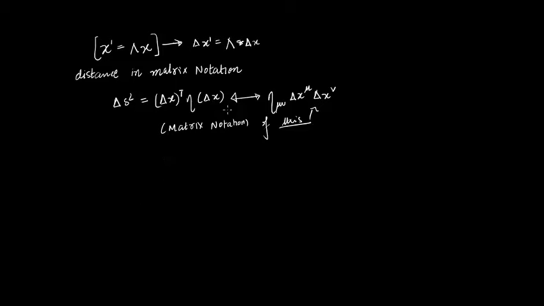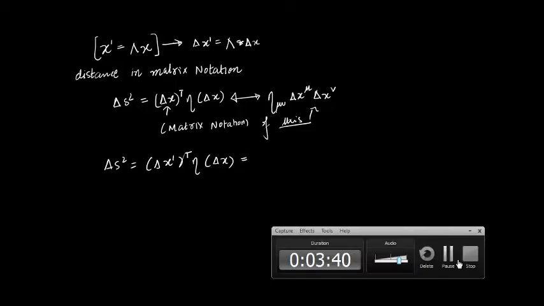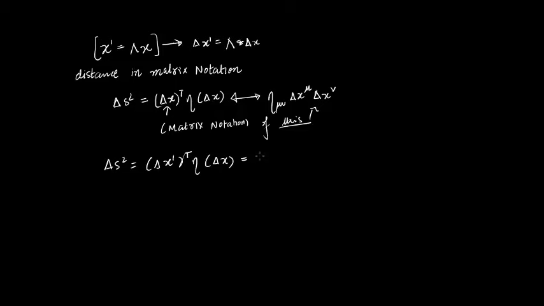Now if we switch from these coordinates to the primed coordinates, then the problem that we are looking to solve is that delta S squared must be the same. That means that delta X prime transpose, our metric, times delta X prime must be the same as delta X transpose, our metric, times delta X.